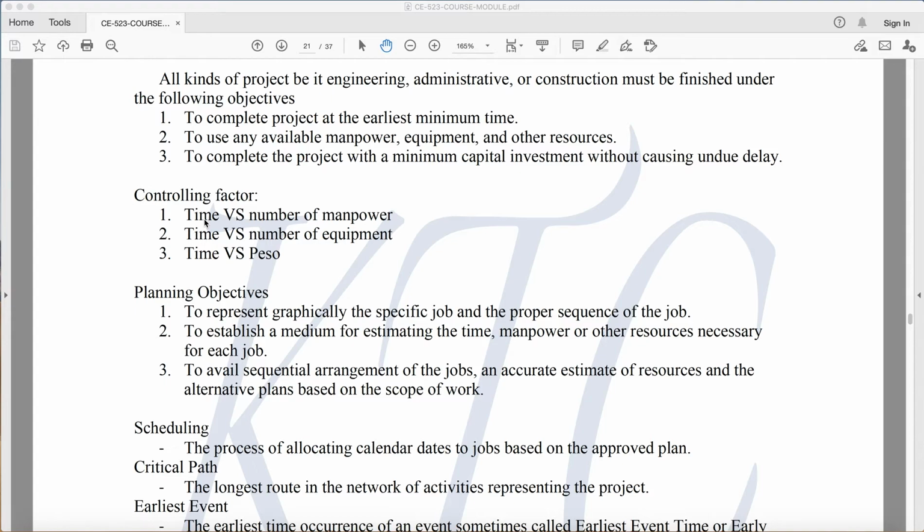Like for example, if your worker is highly skilled, then the time that will be consumed would be less compared to a trainee or semi-skilled manpower. Like for example, you have here a mason. Let's say your mason is already highly skilled. He's been working in the industry for almost, let's say, 20 years, compared to a new mason who has just been practicing for about 2 to 3 years.